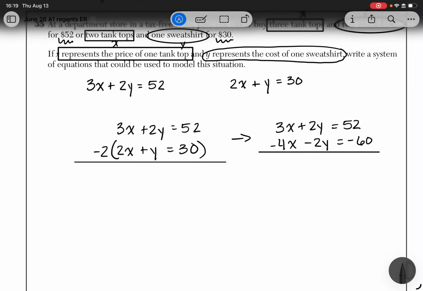So all we do is solve from here. So these 2 cancel out, and we're left with negative X equals negative 8. We can't leave X as negative, so we're going to switch our sign and divide both sides by negative 1. Once we do that, those negatives cancel out, which means that we have X equals 8.